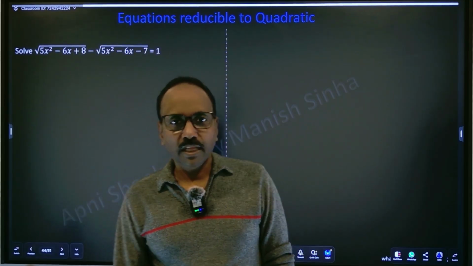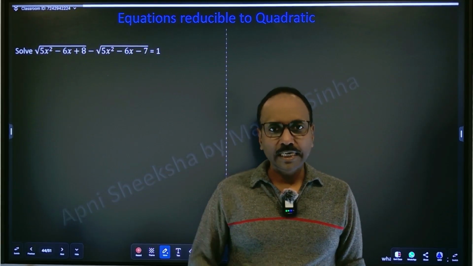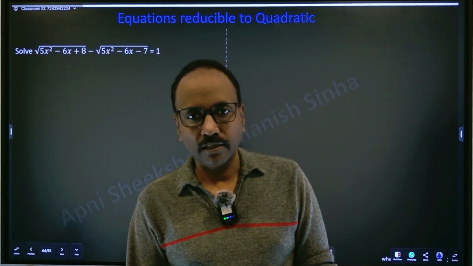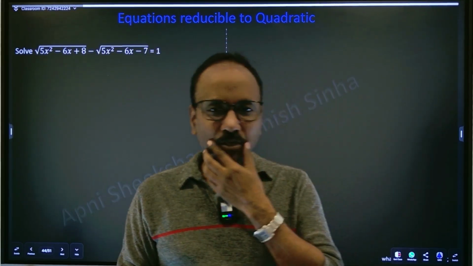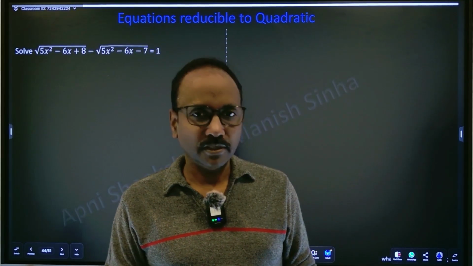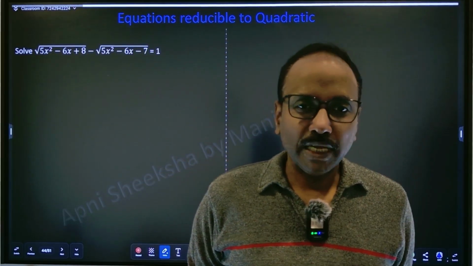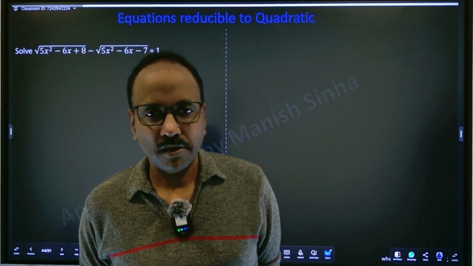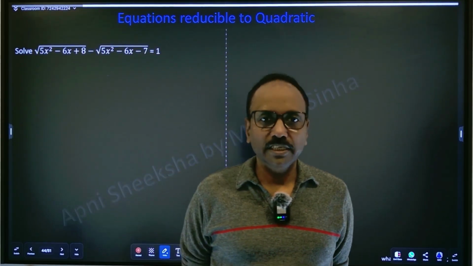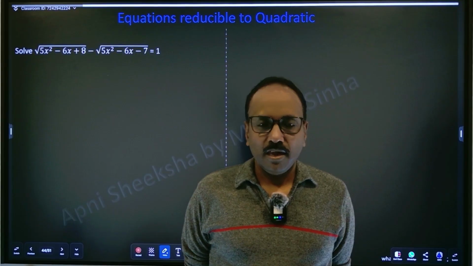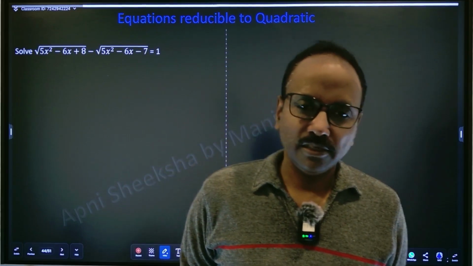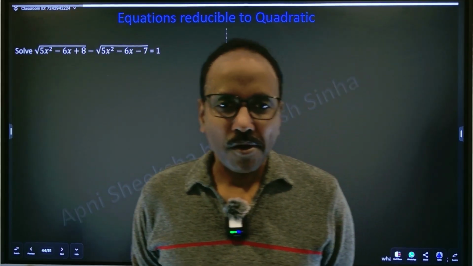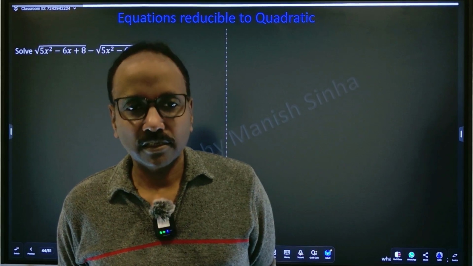So today we will learn about equations reducible to quadratic. In algebra, many equations are very complicated. To make that simple, what are the ways? If you go directly and try to solve it by squaring and squaring, it becomes a tedious task.